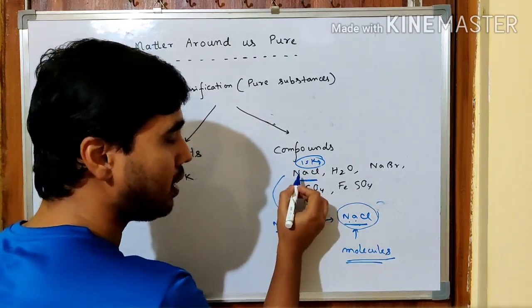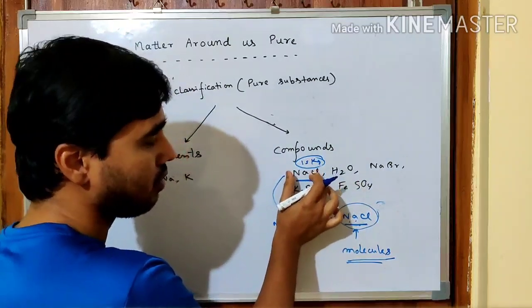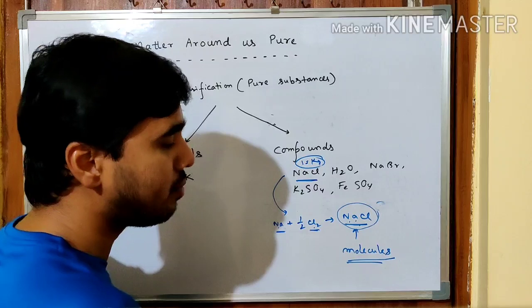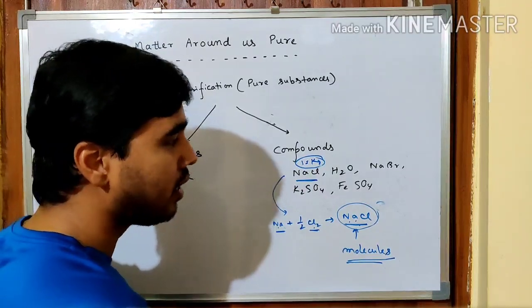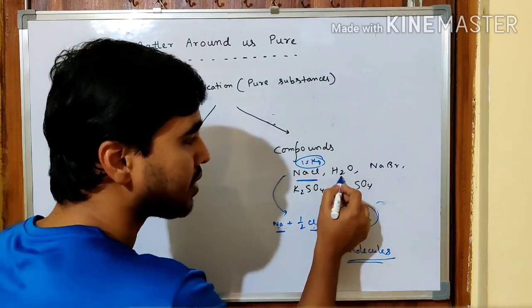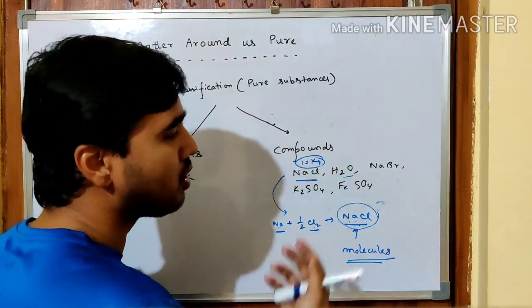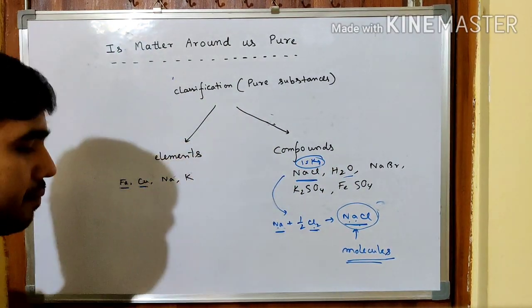So it cannot be divided into two or more substances. If you take sodium chloride and try to divide it by a simple process, it will not come as sodium or chloride. It will remain as sodium chloride only. Same is true with water. Once the water is formed, it is only water molecule which is present. So it is only one type of molecule. I hope it is clear.